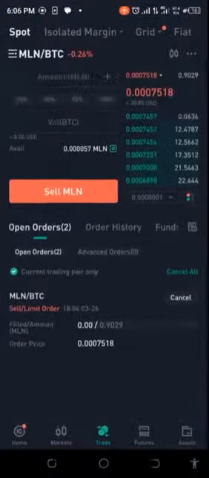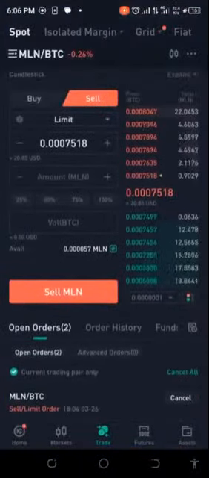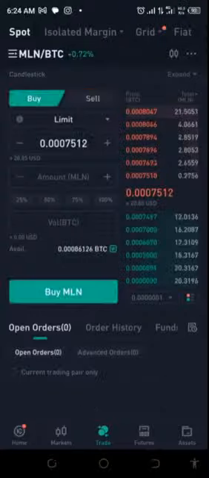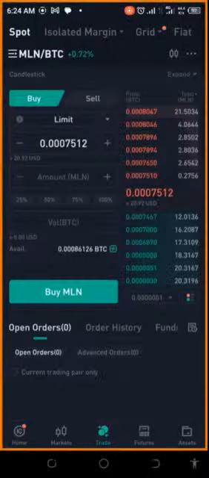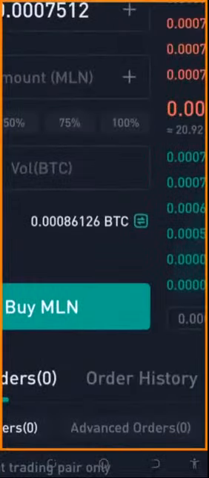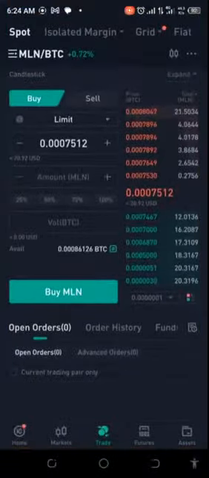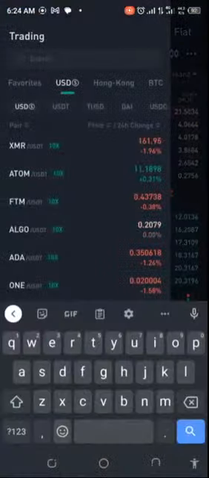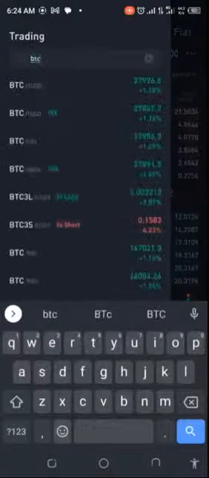All right. So here's the story of our inter-exchange arbitrage. Let's wait and see how long this will take. I'll be back with the results. All right, so I'm back. And right now we have sold the MLN to BTC. So how much do we have? We've gotten 0.0086126.